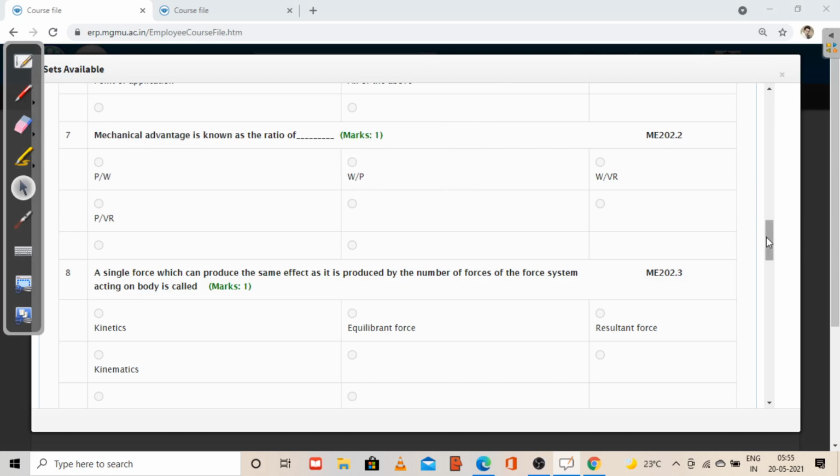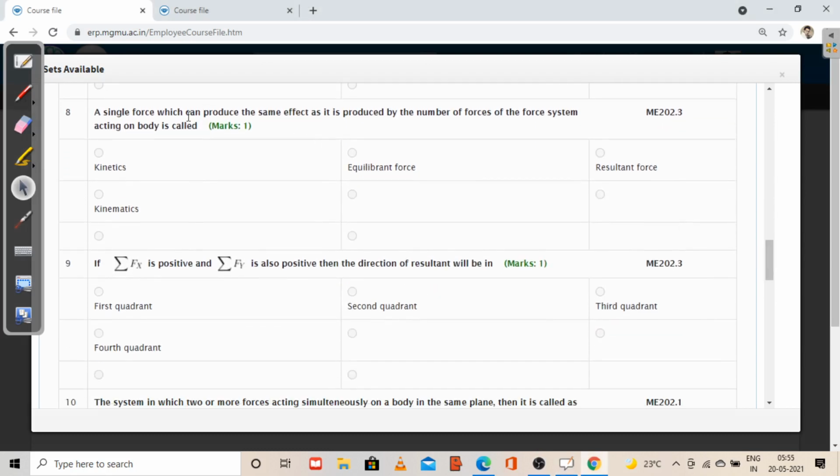We go for the eighth question. A single force which can produce the same effect as it is produced by the number of forces of the force system acting on a body is called... It is a question from the third chapter, resolution and composition. A single force which can produce the same effect as is produced by the number of forces of the force system acting on the body is called the resultant force. The answer is resultant force.